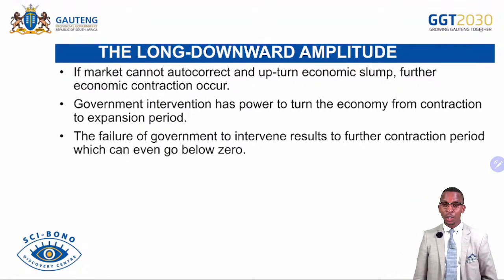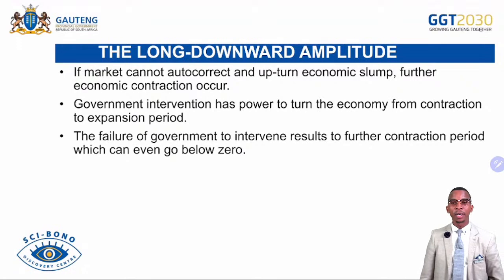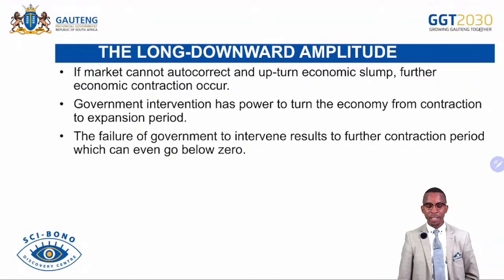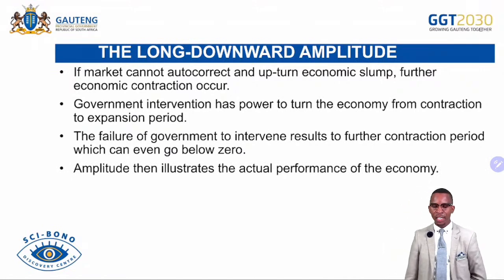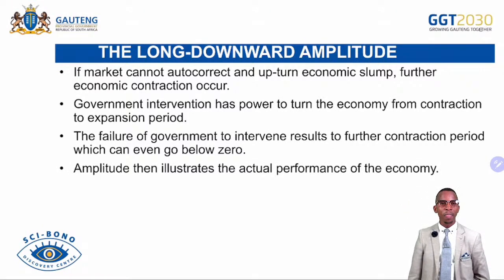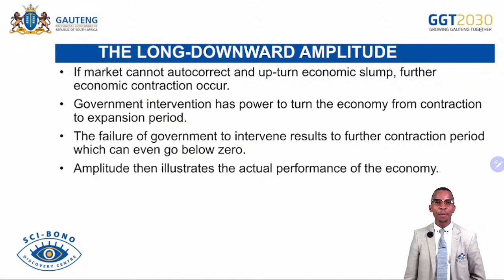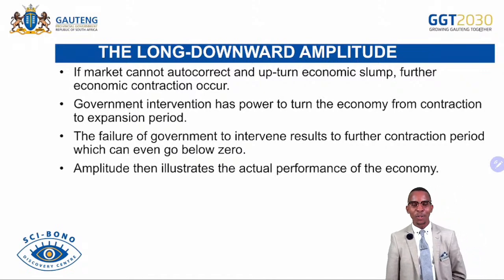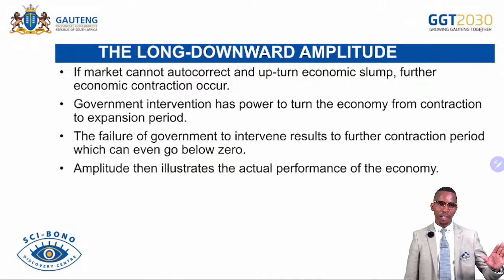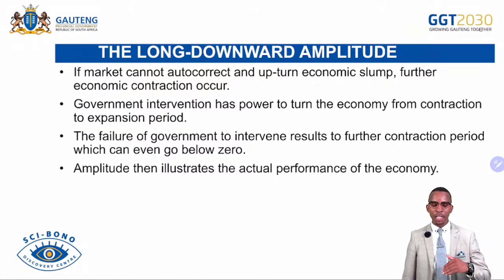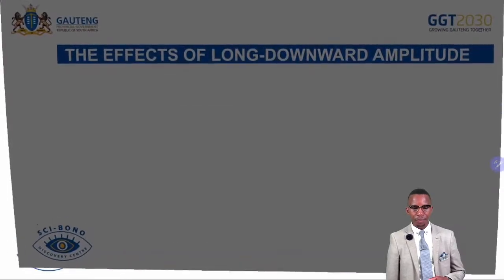That I have showed you on the diagram on our previous slide. So the amplitude illustrates the actual performance of the economy. If the economy is doing very badly, the amplitude will be going down. If the economy is doing very well, the amplitude will be going up. So upward amplitude, the strength of the economy. Downward amplitude, the weakness of the economy.